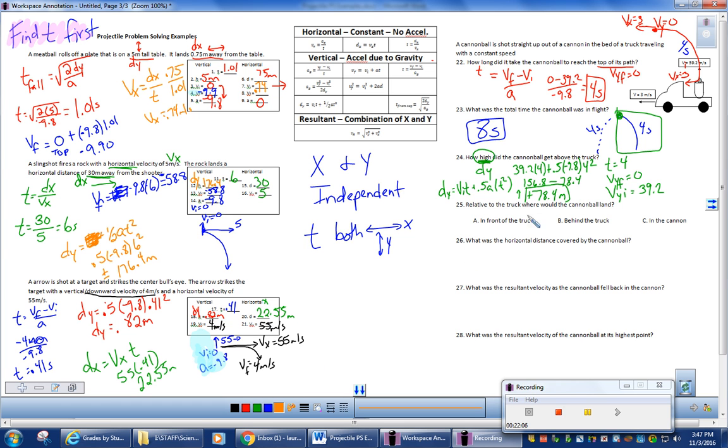From our demonstration, relative to the truck, where is the cannonball going to land? So when my cannonball comes back down, it left my truck here. It moved with a constant speed forward. So if my truck kept moving forward at a constant speed and my cannonball kept moving at a constant speed the whole time, it should end up right back in that cannon in the truck.